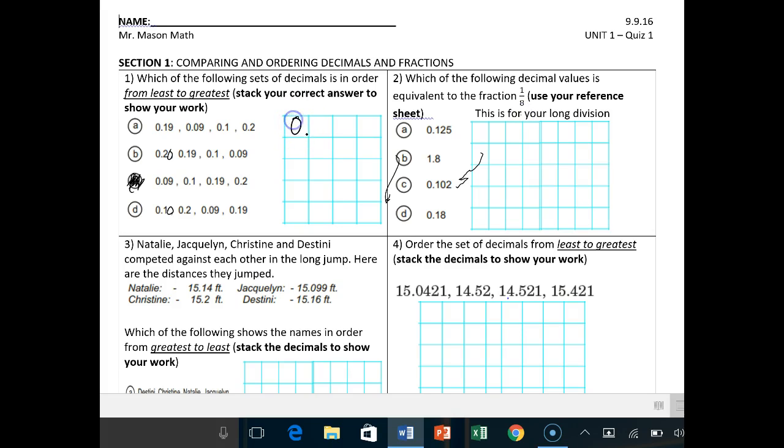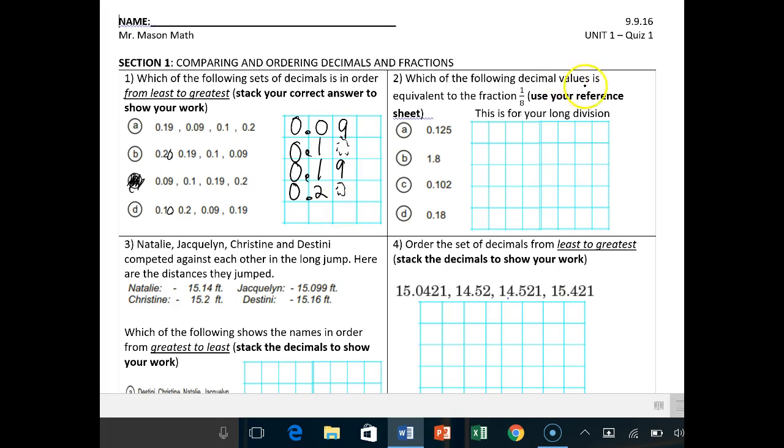So I have 0.09, 0.1, and then you fill in a 0, 0.19, and 0.2, and then you fill in a 0. So as you can see, that's now in order from least to greatest, going 9, 10, 19, 20.